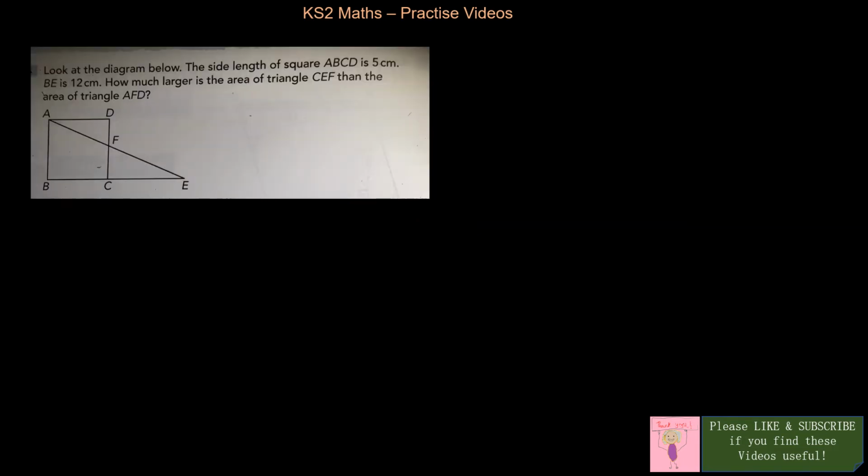Okay, the next one is, look at the diagram below. The side length of a square ABCD is 5 centimeter. BE is 12 centimeter. How much larger is the area of triangle CEF than the area of triangle AFD?